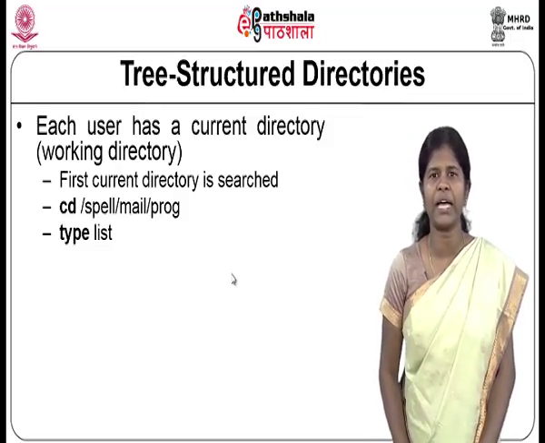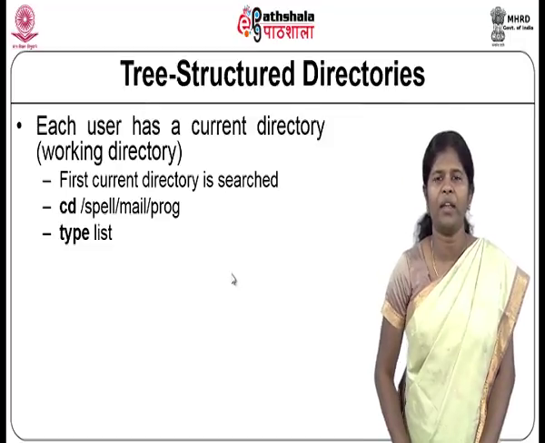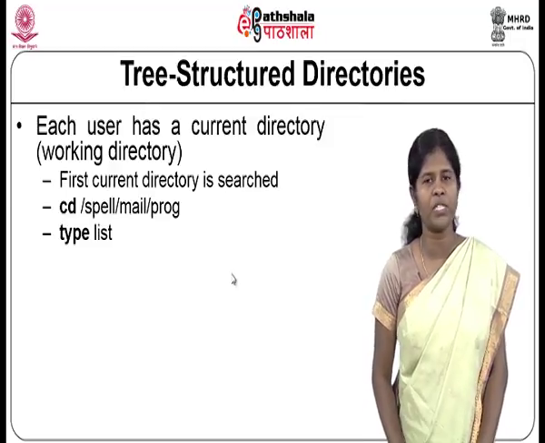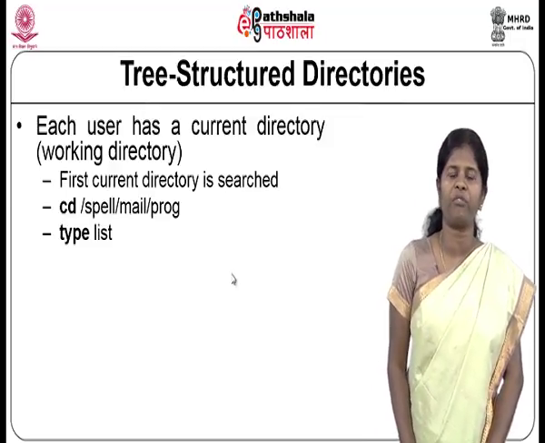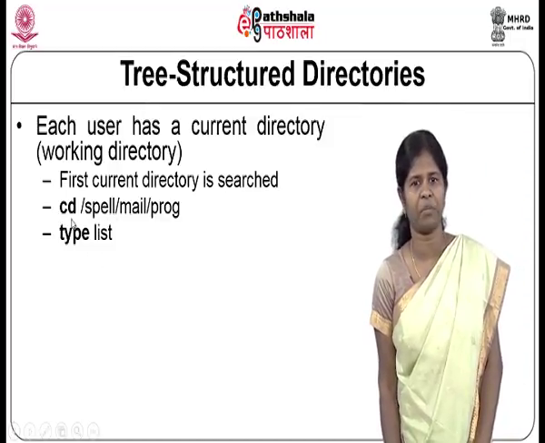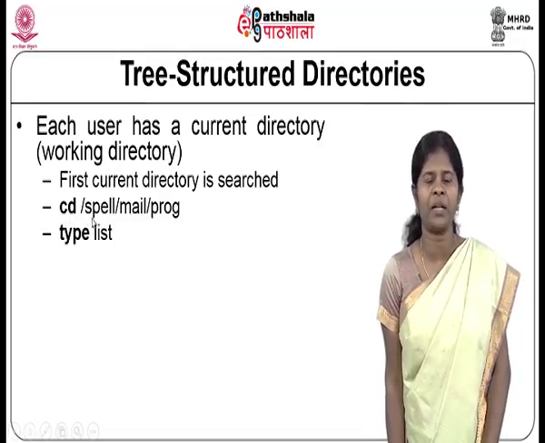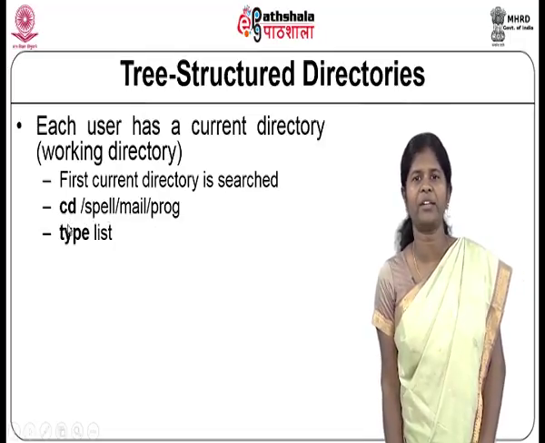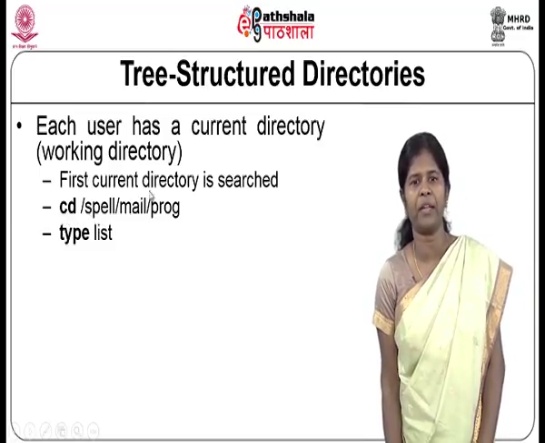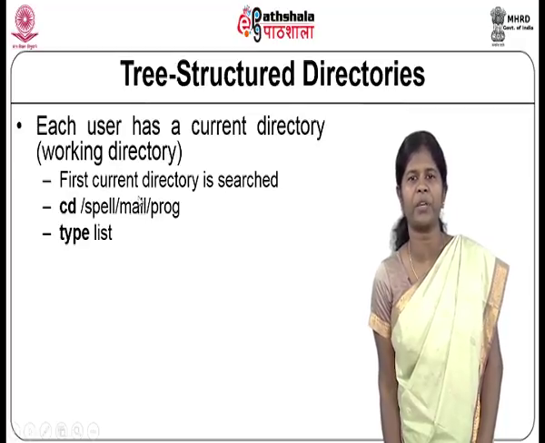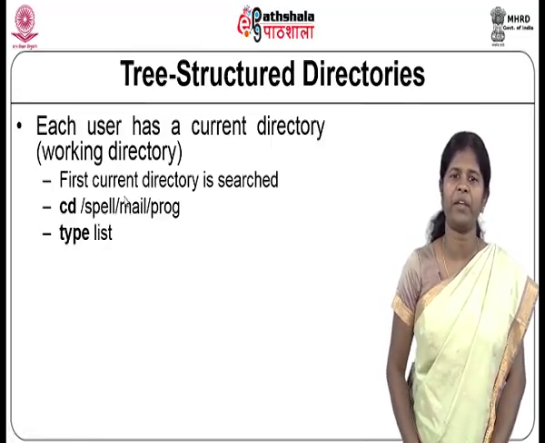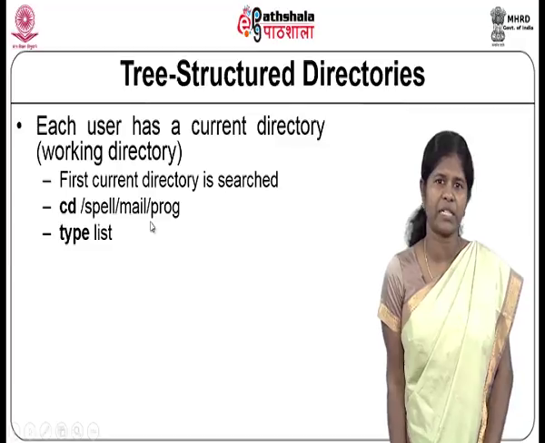Any process that is created by this user will use this particular directory as the current directory, and it is also possible to change the current directory of one user to another directory using system calls as well as commands. For example, the cd command is used to change the current directory to something else. So, cd will change the current directory to prog. Thereafter, by default, the search will happen in directory prog because that is the current directory.